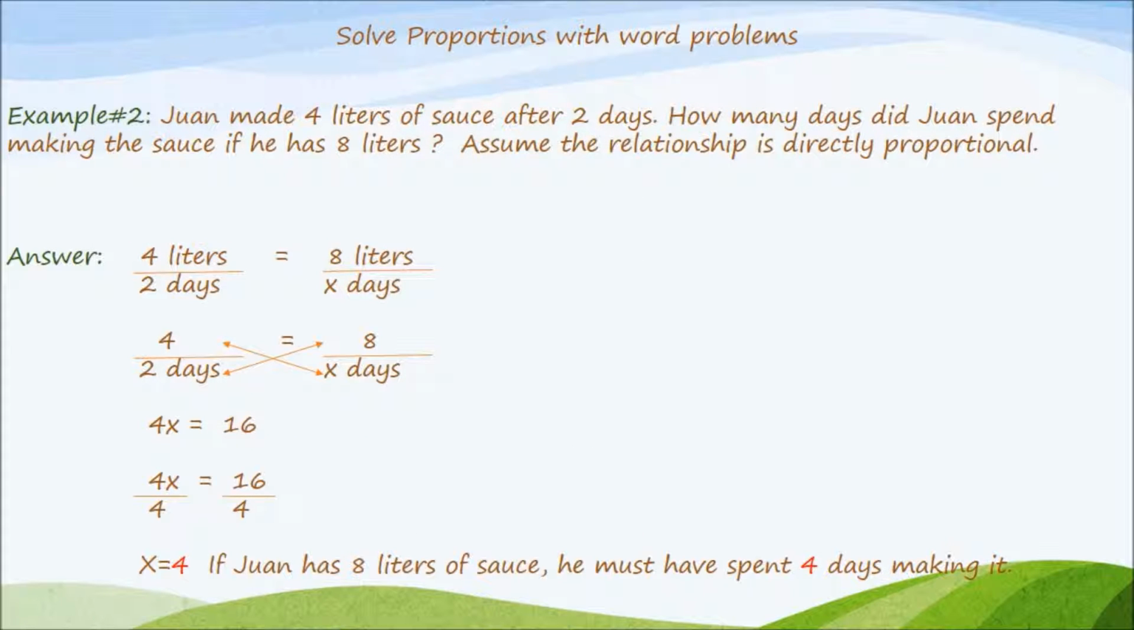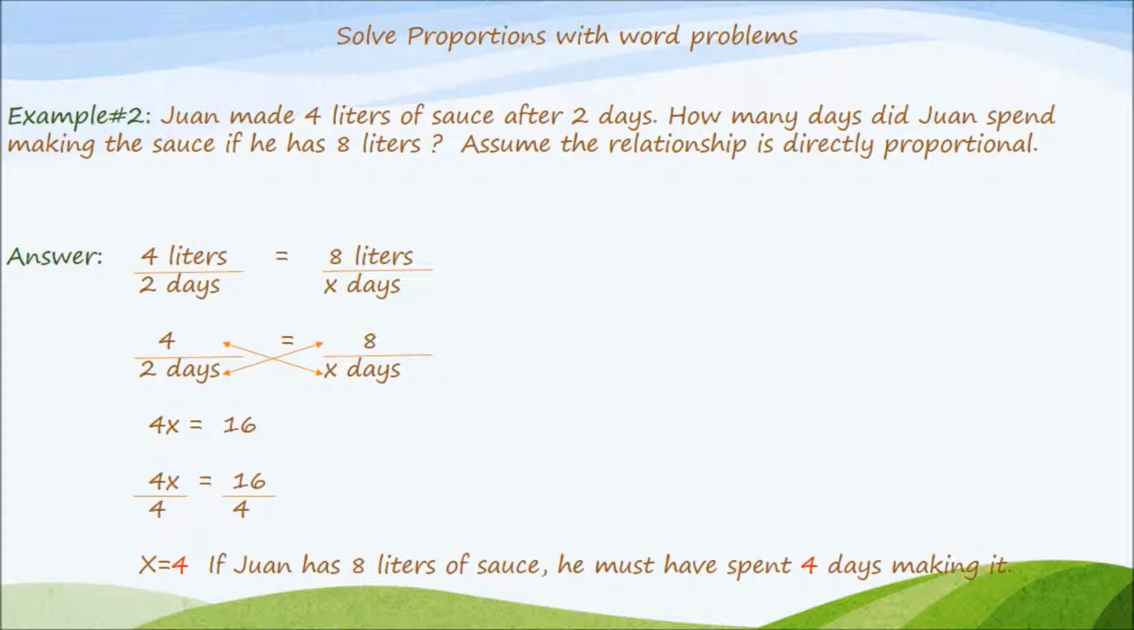All right, let's read that question again. Juan made 4 liters of sauce after 2 days. How many days did Juan spend making the sauce if he has 8 liters? Assume the relationship is directly proportional. The answer? First, we're going to take 4 liters over 2, which is equal to 8 liters divided by X number of days. We're trying to find the number of days.